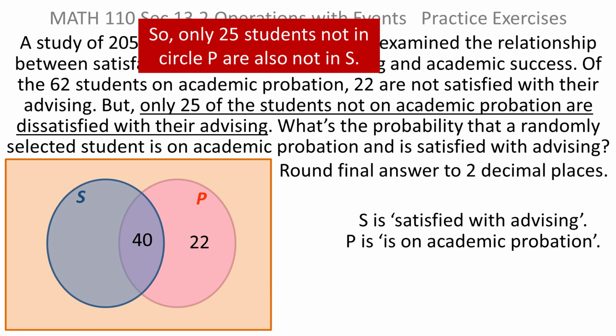circle P. But I also know that only 25 students not in circle P, those are the people who are not on academic probation, are also dissatisfied with their advising, which means they're not in S. So there are 25 students that are not in P, but they're also not in S. So those are the students outside of both circles, 25.